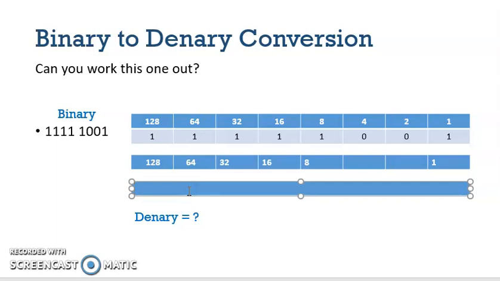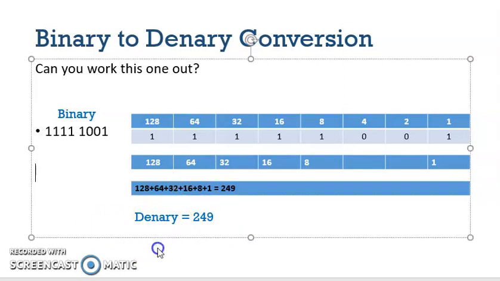Okay, so that's a total sum of 128 plus 64 plus 32 plus 16 plus 8 plus 1. So 128 plus 64 plus 32 plus 16 plus 8 plus 1, and that will give us a denary value of 249. So the answer to that conversion is 249.